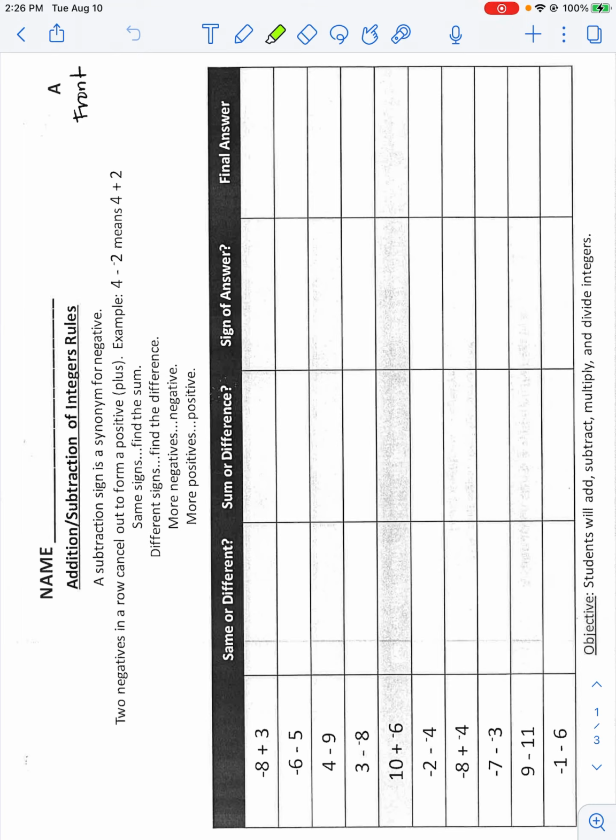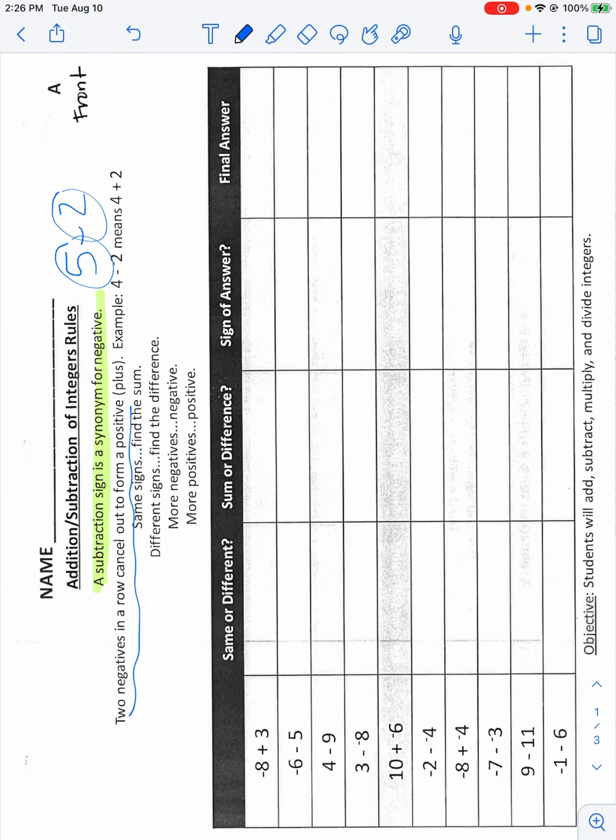Important rule number 1, a subtraction sign is a synonym for a negative. That's probably one of the most forgotten rules every year. A subtraction sign is a negative. So for example, if you have the problem 5 minus 2, that means that's a positive 5 and that's a negative 2. Two negatives in a row cancel out to form a positive.